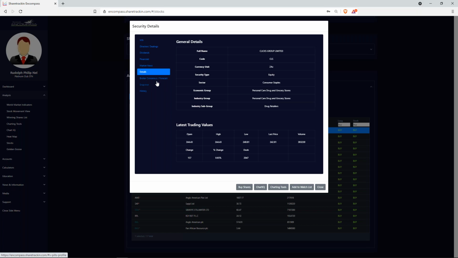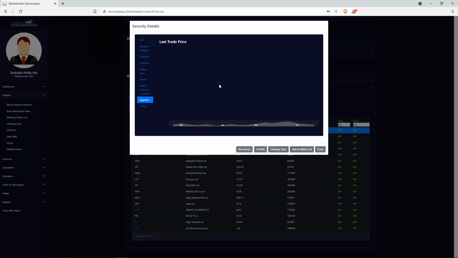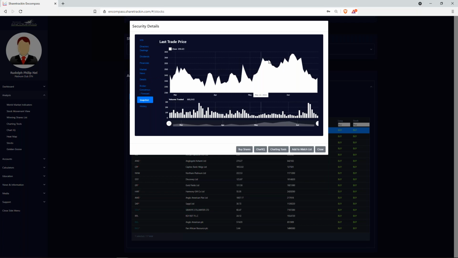Then your broker consensus forecast gives you more or less an idea of what the brokers tell you: whether you can buy shares now on the current share you're looking at, or if you need to hold on to them if you already have them, or if you need to sell the share. The brokers also give you a little bit of a forecast on where the share is going to head, and a little snapshot of the current chart.